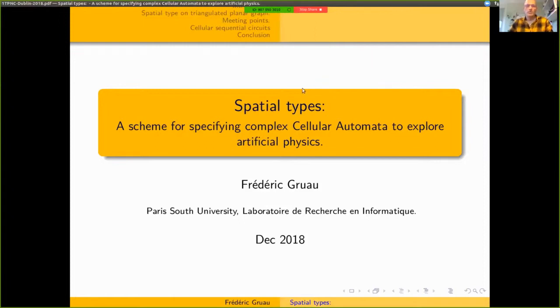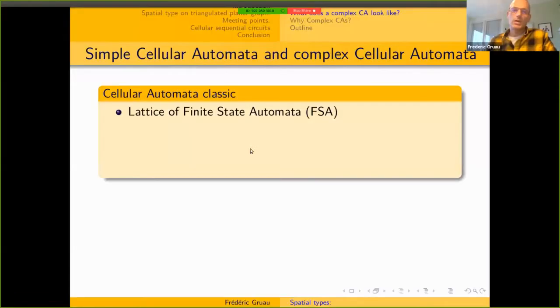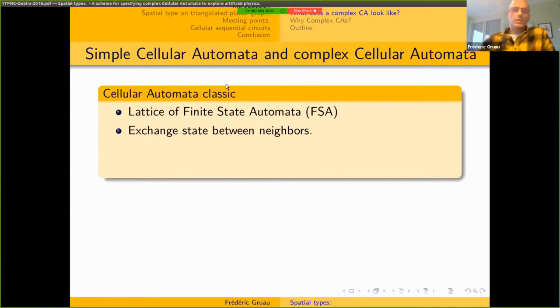Today, I'm going to talk to you about spatial types, which is a new scheme you use to specify complex cellular automata, which you need if you explore artificial physics. Automata is a classic model of computation. It uses a lattice, such as a 2D grid of finite state automata. Each automaton exchanges state between neighbors and uses a lookup table to find the next state.